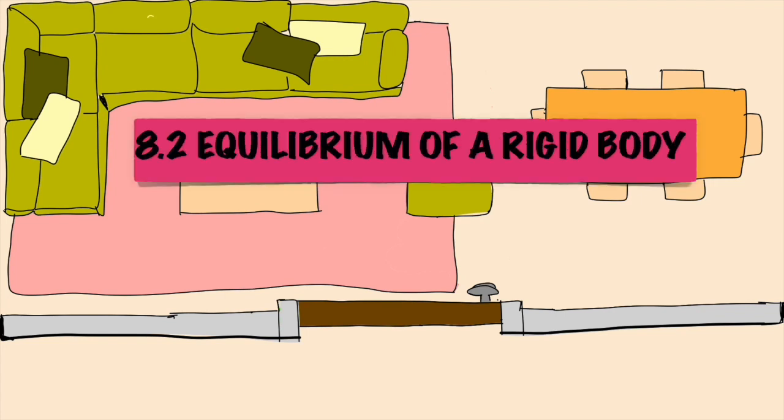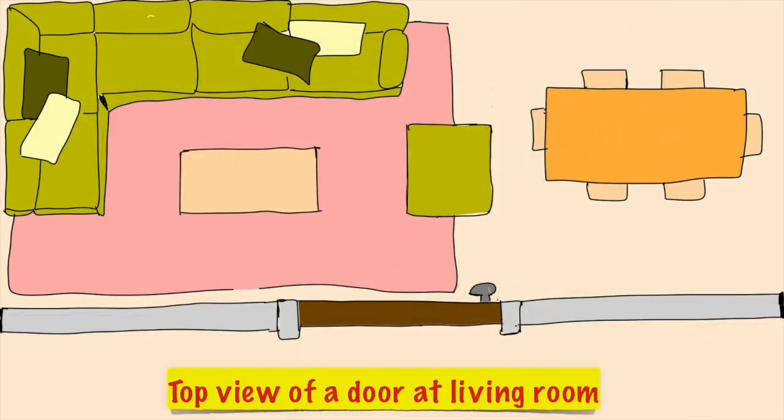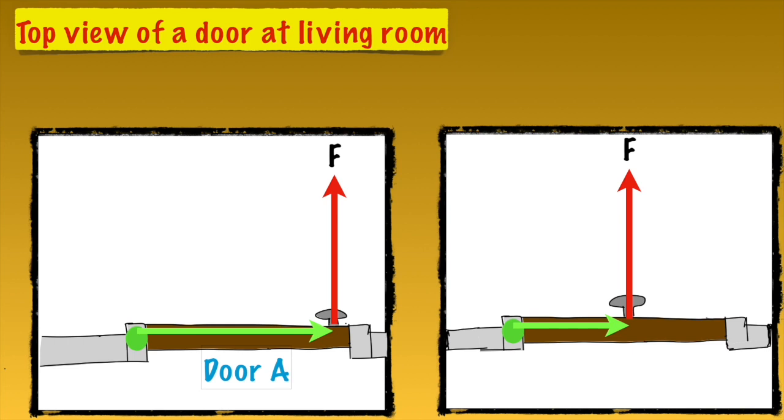Subtopic of 8.2, Equilibrium of a rigid body. This is a top view of a door at a living room. This picture shows two types of doors, where door A has a knob at the end of the door, while door B has a knob in the middle.